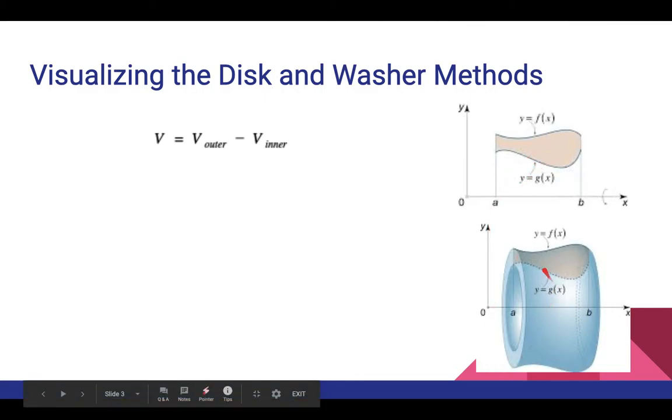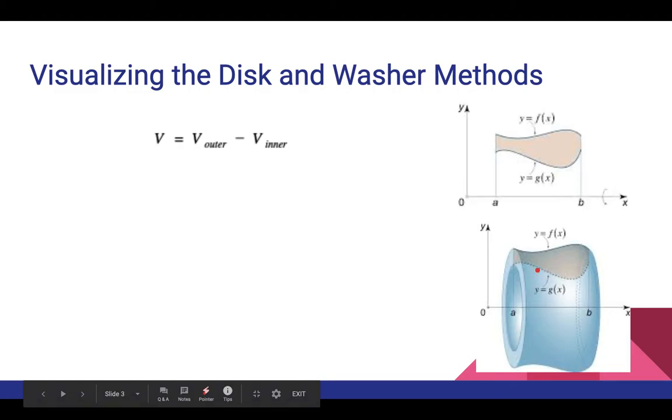We're going to end up specifically with a shell that has a thickness governed by the width between f of x and g of x. So the inside of our shell is hollow. We have this thickness here. So we want to determine how to find the volume of this shape that's produced.